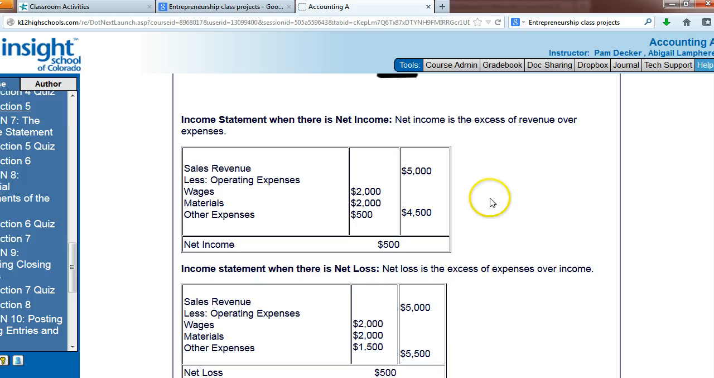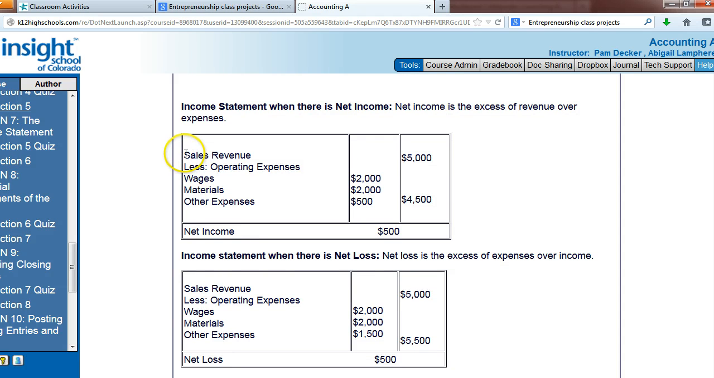Okay, here's some examples of what the income statement is going to look like. This is an income statement example when there is net income. We list our revenues first, and you're going to see two columns on an income statement. Revenues are going to be recorded in the far right column. Expenses will be recorded in the left column. You record your revenues, you record your expenses, you total your expenses, and then you find the difference between revenue and total expenses, which in this case is a net income of $500.